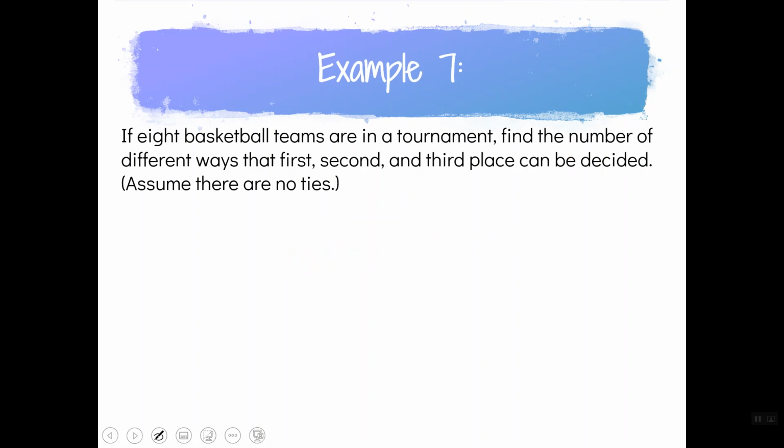Example 7. 8 basketball teams are in a tournament. Find the number of different ways that first, second, and third place can be decided. Assume we don't have any ties. So we have 8 teams to pick from, and we're picking 3 medals. So this is also 8 times 7 times 6. We get 336.